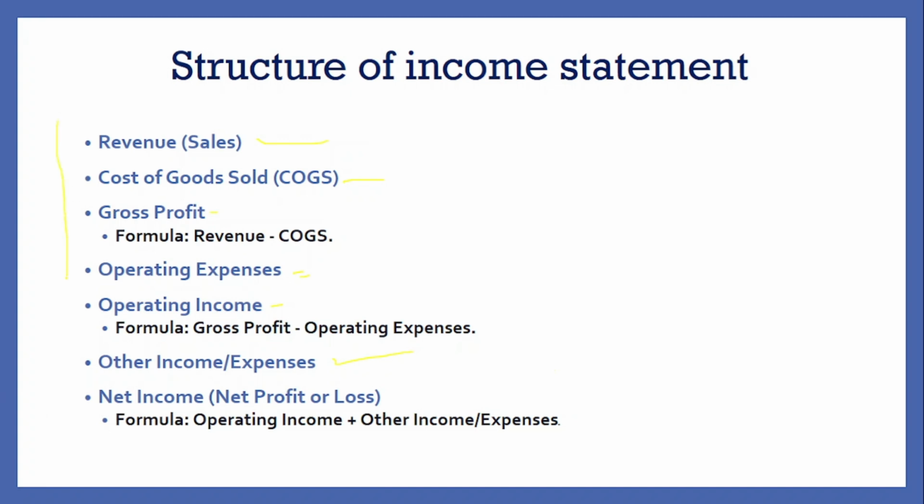So this is the basic structure of the income statement that most organizations follow. The top line will be the sales or revenue. You have to reduce cost of goods sold from the sales or revenue to calculate the gross profit. Then the operating expenses will come. You have to reduce all the operating expenses from the gross profit to calculate the operating income. After that, any other income and expenses has to be adjusted with the operating income to calculate the net income or net profit.